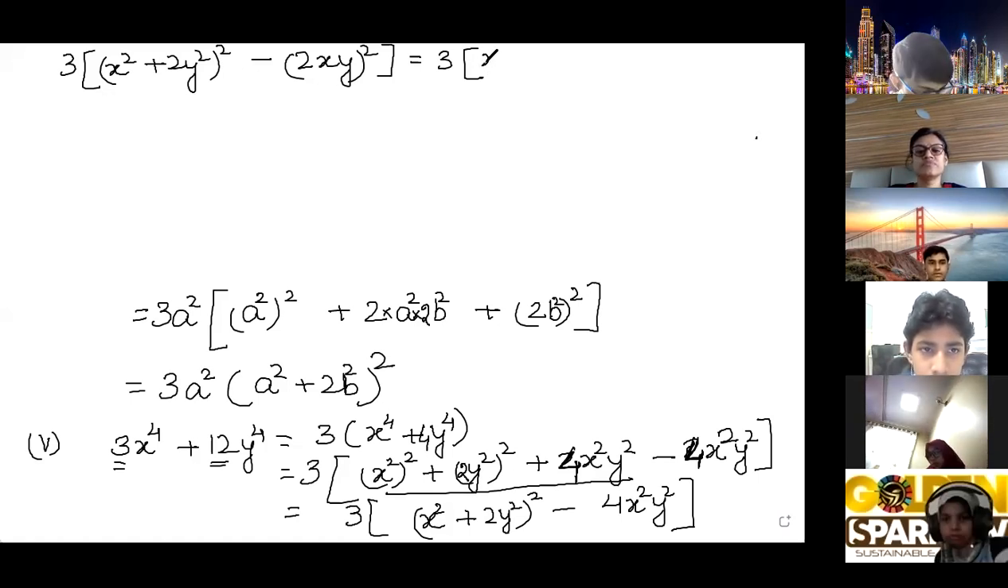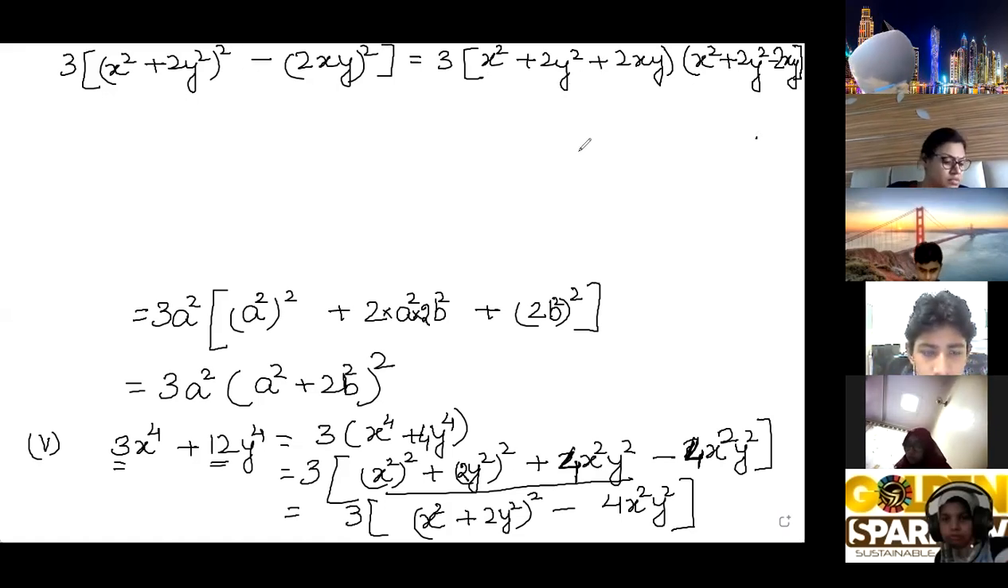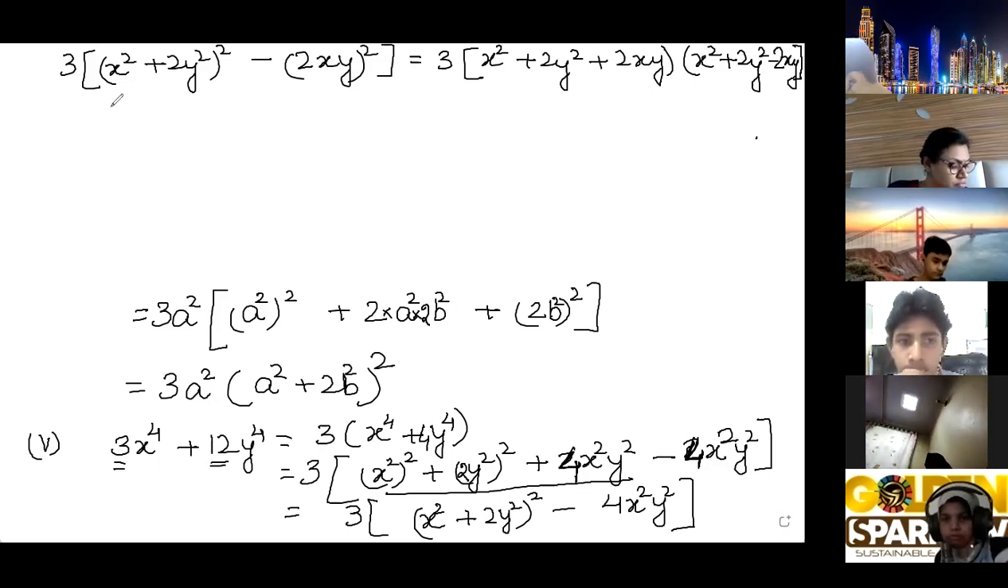x square plus 2y square plus 2xy into x square plus 2y square minus 2xy. So the final answer is 3 into (x square plus 2y square plus 2xy)(x square plus 2y square minus 2xy). So this is your answer. This we did for question number 5.